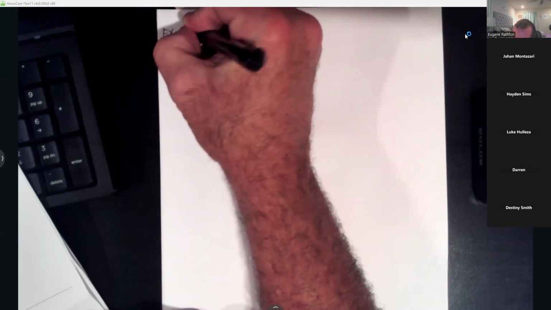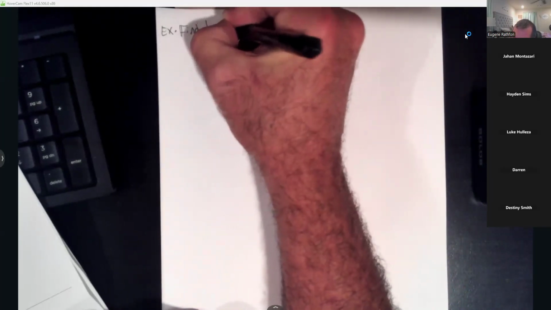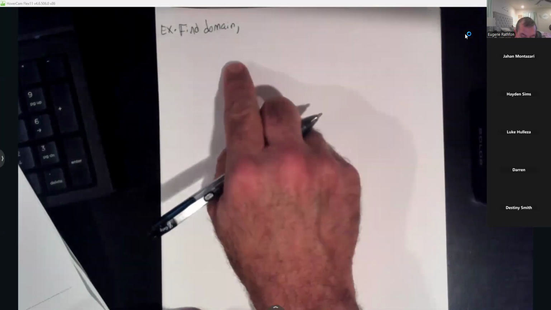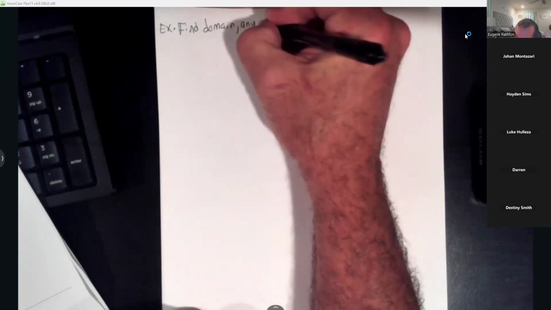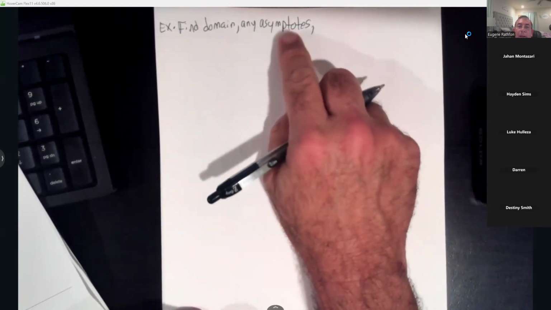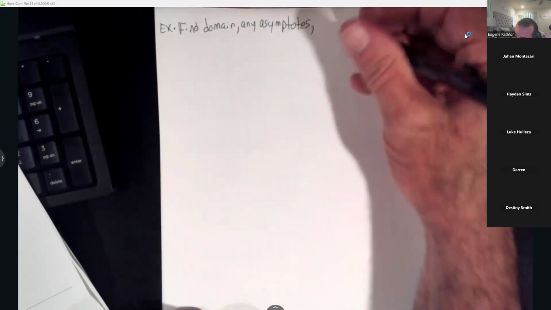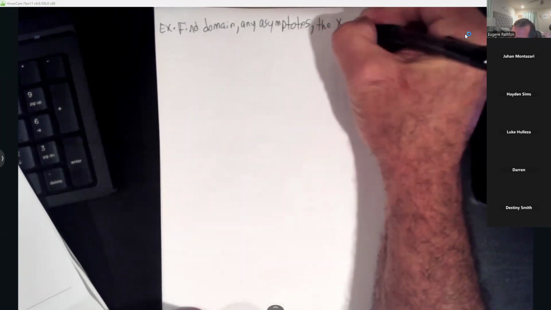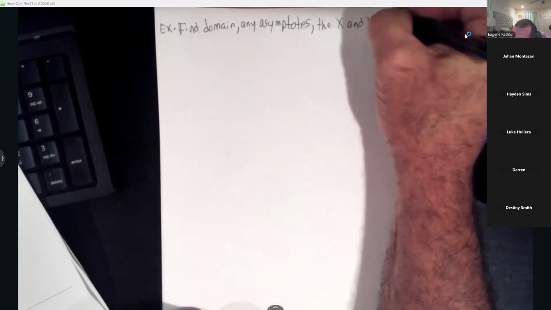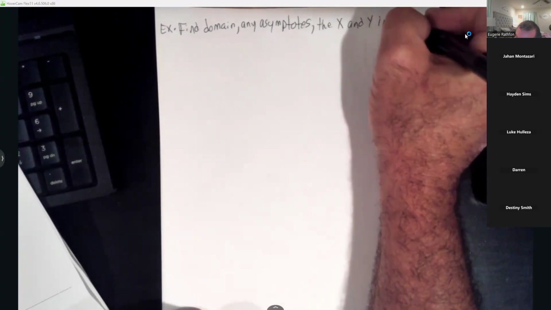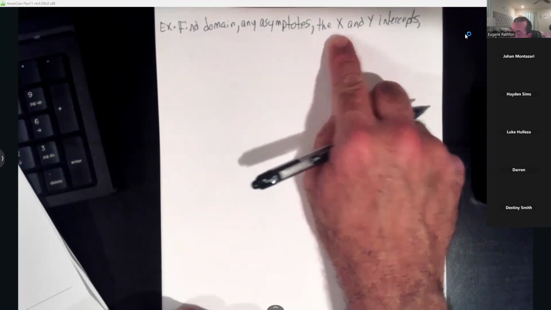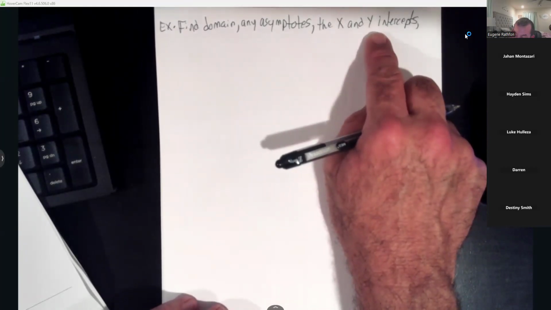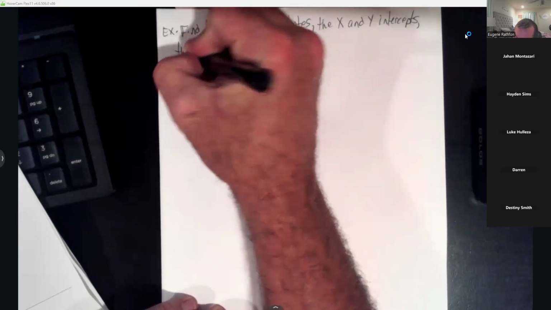So for these graphs, we're going to find the domain and do the interval notation. Any asymptotes. So we're going to find our vertical and horizontal asymptotes, the x and y intercepts. Well, y'all, I showed you how to do those on that graph earlier. Set the numerator equal to 0 for the x-intercept, find f of 0 for the y-intercept, and then they want me to graph.